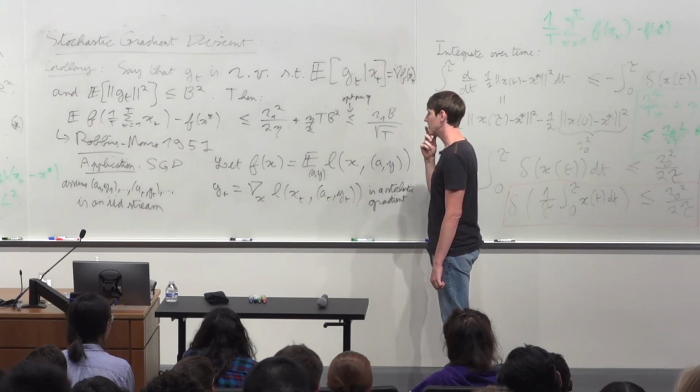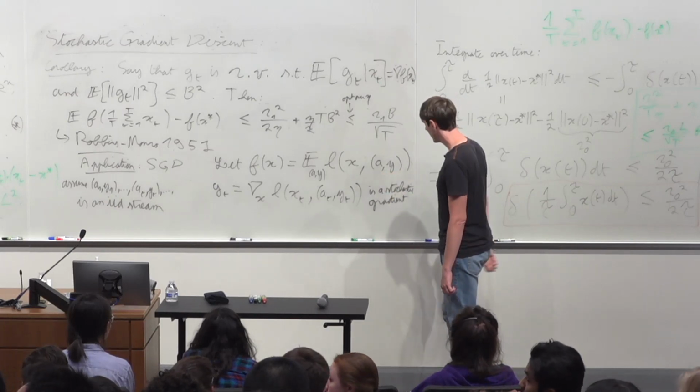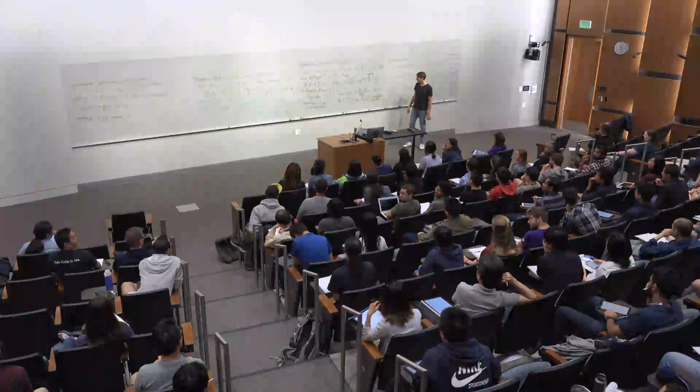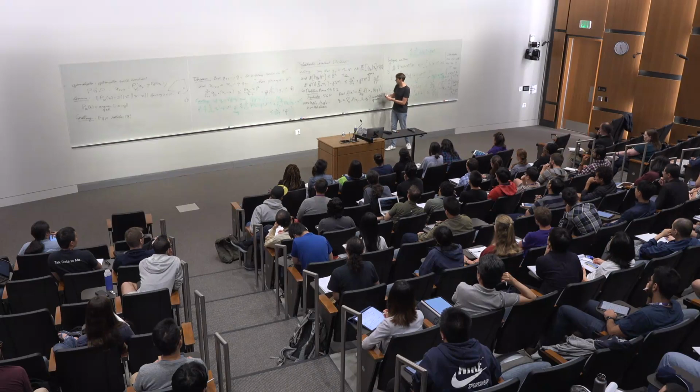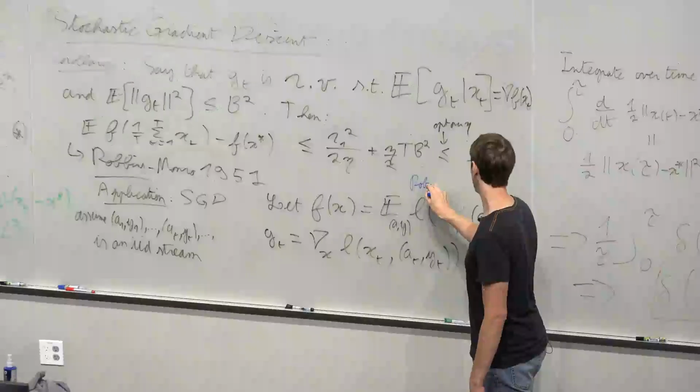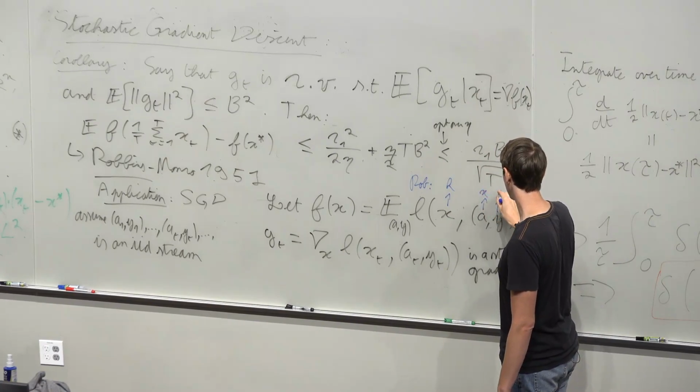Rob, what notation did you use? X and Y, I guess? Yeah. Instead of X, we have H. So in Rob's class, X is H. This is H, this is X, and this is Y.